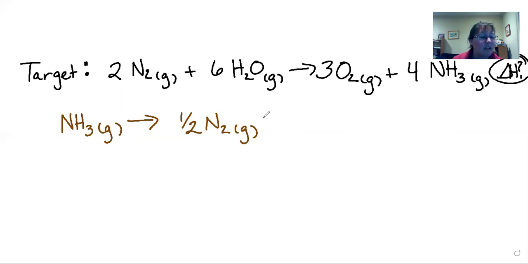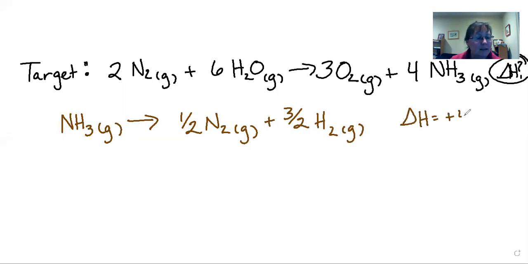Okay, so we have half a mole of nitrogen gas plus 3/2 moles of hydrogen gas. And this process is a positive 46 kilojoules. And it's a positive enthalpy, which means it's endothermic. And now the next process that we have here is, I'm going to change colors so I can color coordinate as we go along. We have 2 moles of hydrogen gas.